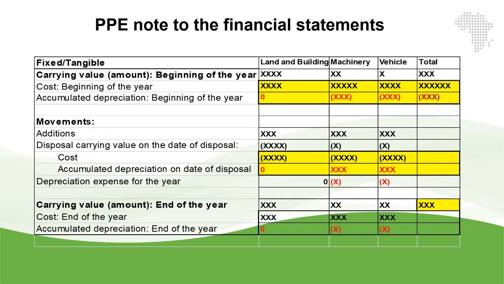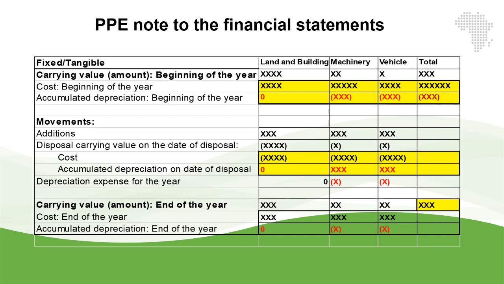Then at the end of the year, you're also going to have what? The carrying value or the carrying amount at the end of the year. How to determine the carrying value or the carrying amount at the end of the year: you are saying the cost at the end of the year less the accumulated depreciation at the end of the year.